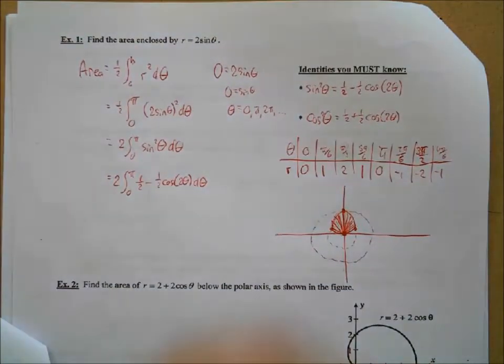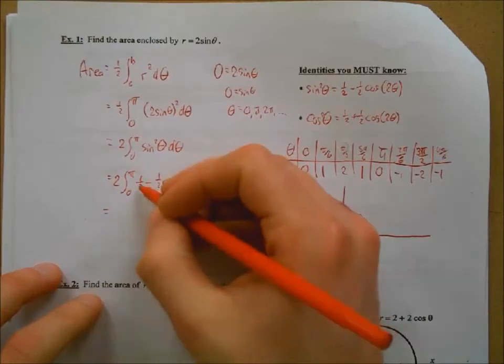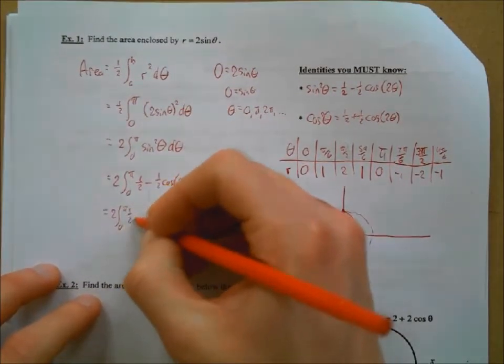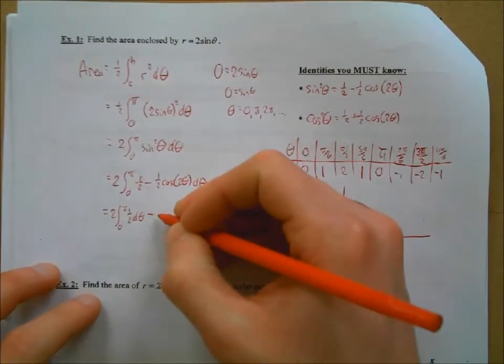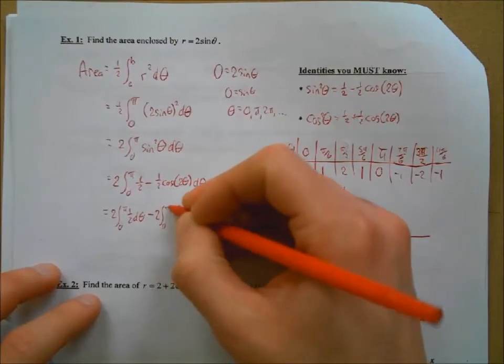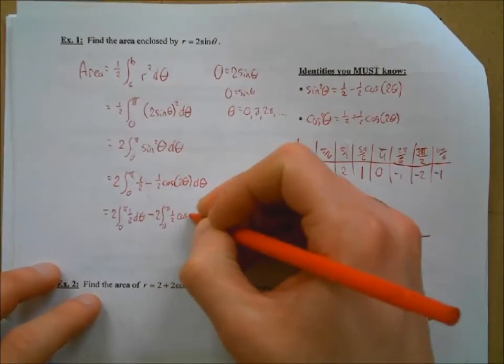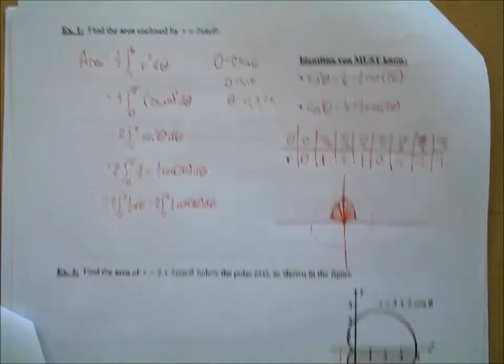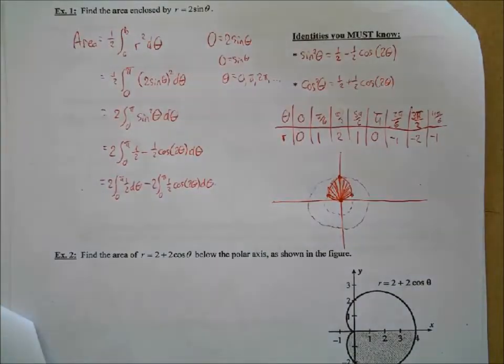Okay, so we'll break up our integral here. So we have 2 integral from 0 to pi of 1/2 d theta minus, and then 2 times the integral from 0 to pi of 1/2 cosine of 2 theta d theta. Okay, so I just broke up the integral over subtraction.